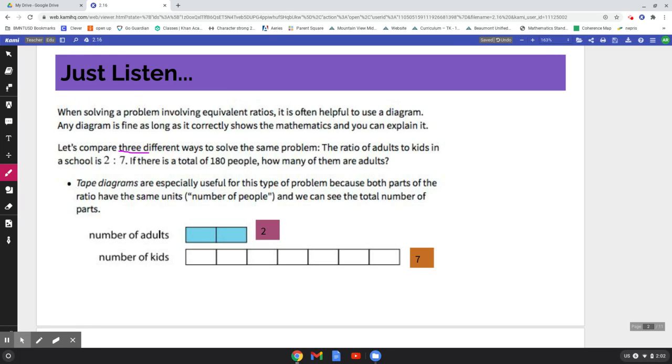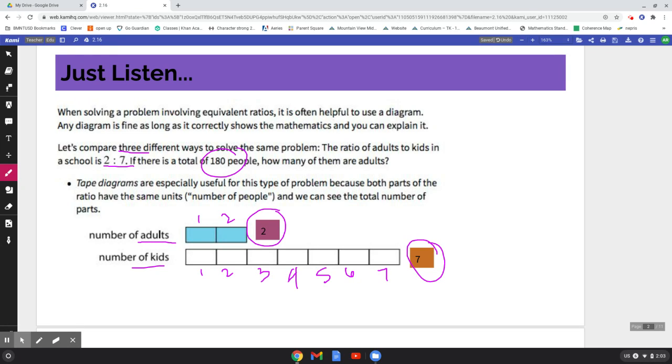So the ratio of adults to kids is 2 to 7. Notice how in your tape diagram for the adults, there's 2 boxes, right? So 1, 2. And then for the kids, there's 7. So 1, 2, 3, 4, 5, 6, 7. So the tape diagram's rectangles have as many as the ratio. Then it tells you that the total people is 180.